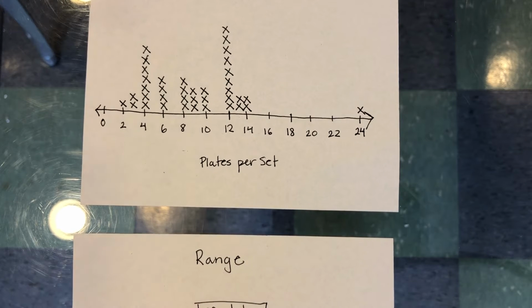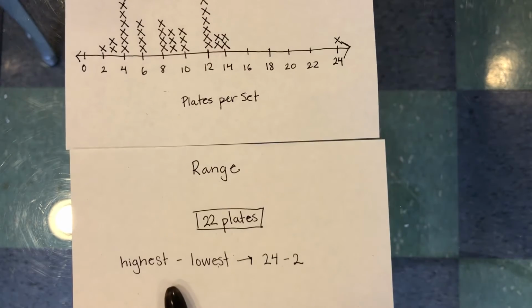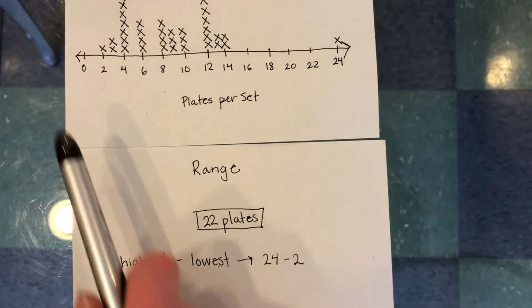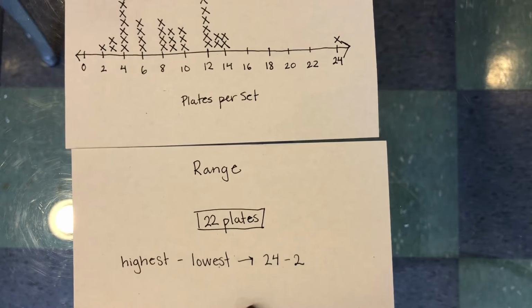Well, to get the range, what we have to do is subtract the smallest data point from the largest. So in this case, the highest is going to be 24. You can see this dot up here, and the lowest is going to be 2, this dot down here. So 24 minus 2 is 22, so our range is 22 plates.